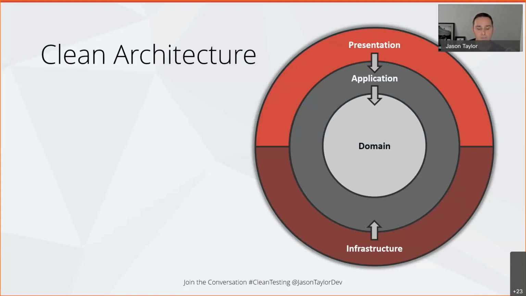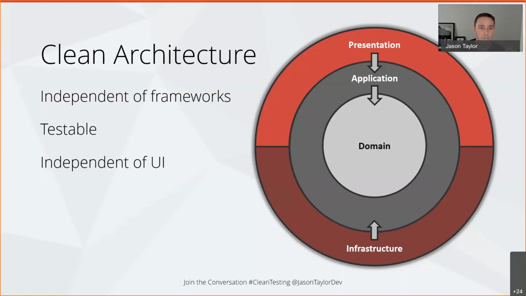Now, this results in an architecture and design that is independent of frameworks. It doesn't require the existence of some framework. It's testable. That's why we're here today. We're going to see just how easy it is to test a system that follows this architecture. It's independent of the UI. Right now we might be using Angular, soon we'll switch to Blazor.